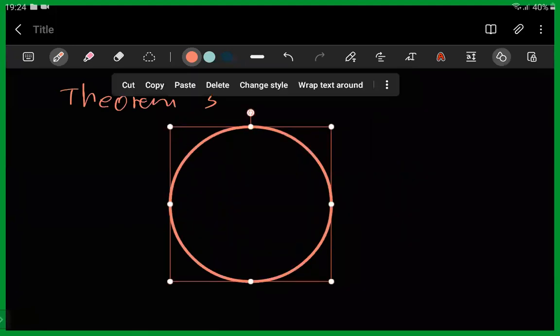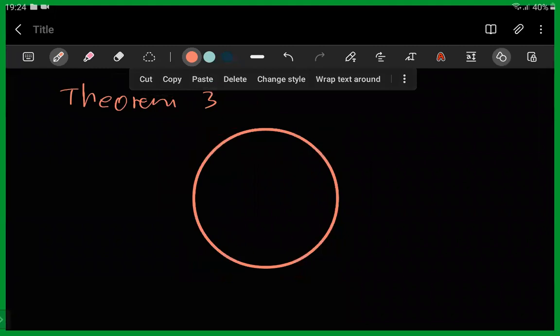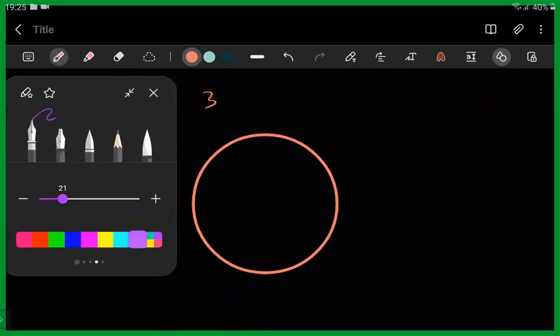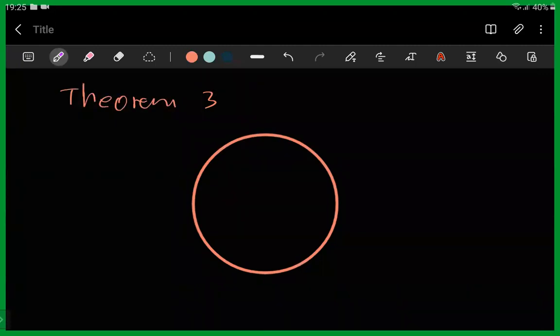Theorem 3 again works with the center of the circle. That's what theorem 3 does. So this is the idea. This is the center of the circle. There's a lot that comes with the center of the circle. Firstly, if you have an angle here that's being formed at the center of the circle, there's a line going to the circumference.